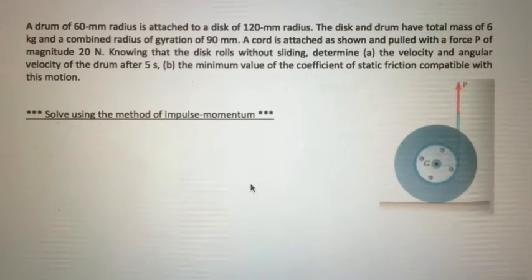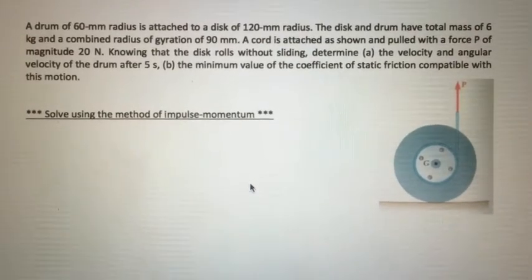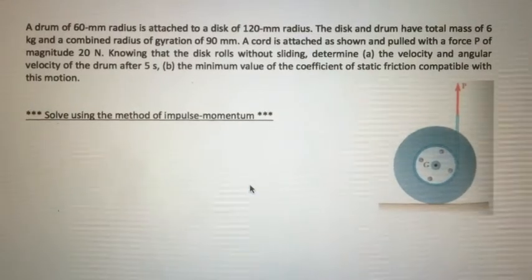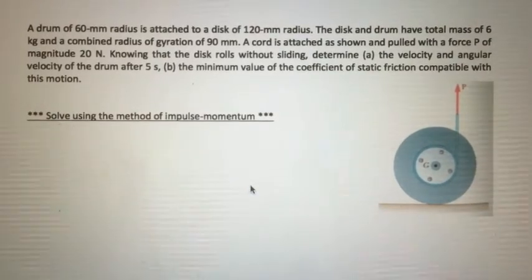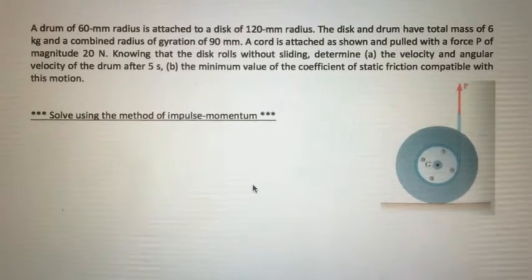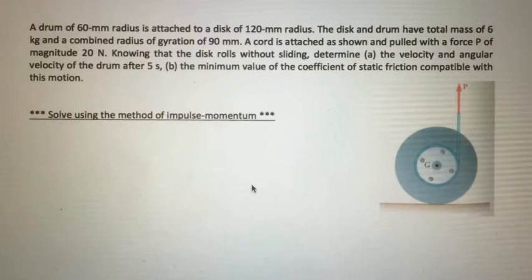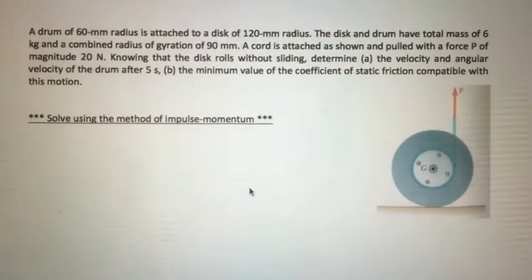Knowing that the disc rolls without sliding, determine the velocity and angular velocity of the drum after 5 seconds, and the minimum value of the coefficient of static friction capable of this motion. This problem needs to be solved using the method of impulse and momentum.